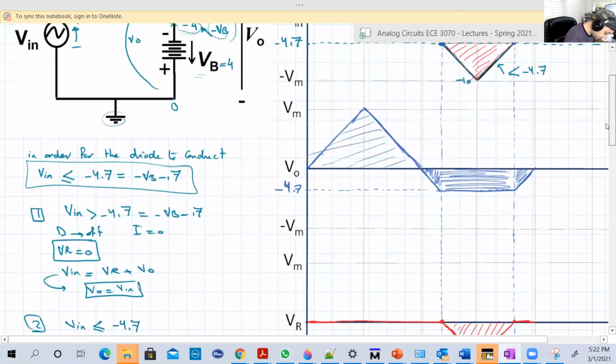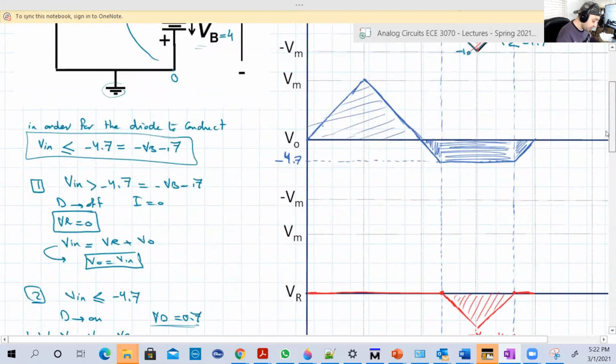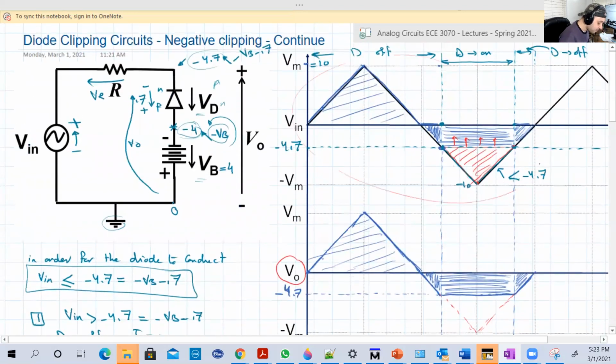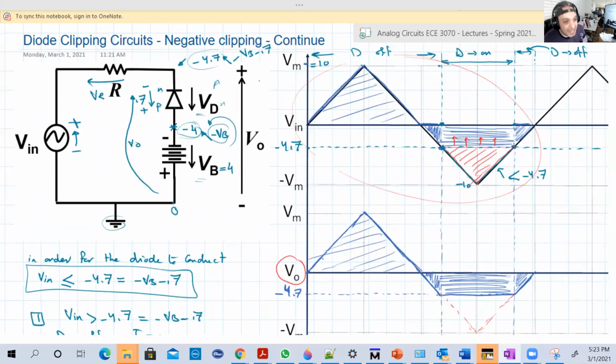Now look at VD or V output and VR. And again, by Kirchhoff, guys, if you take this red shape and just attach it to the blue shape here, it will be something like this. And it will give you exactly the input. Okay. So again, the trick here is to find not the input minimum, but the input maximum.